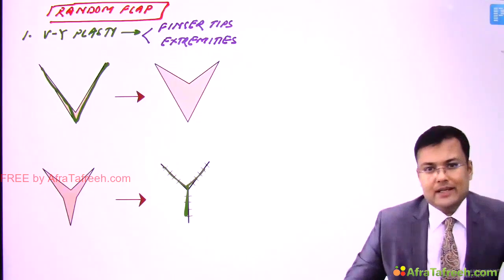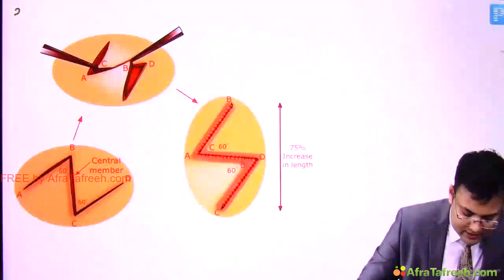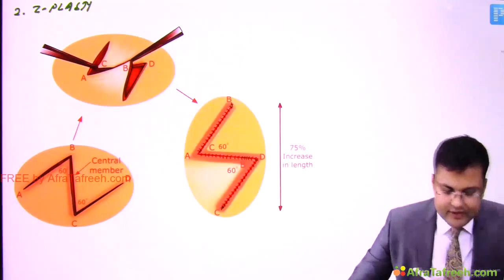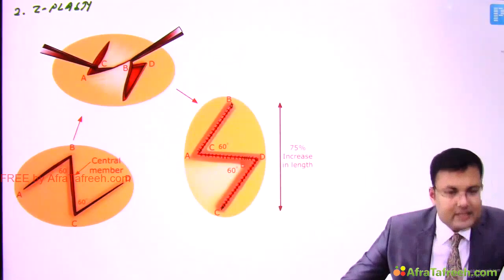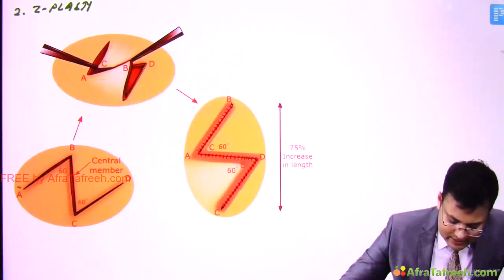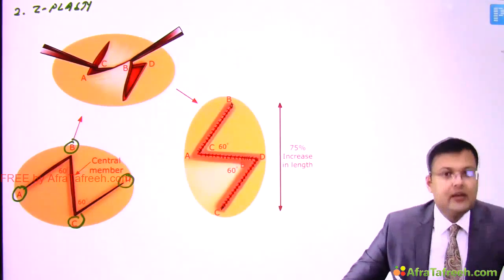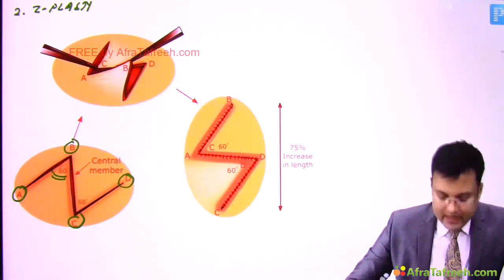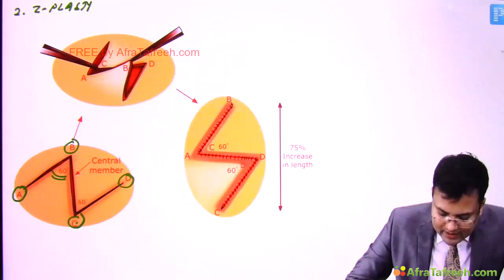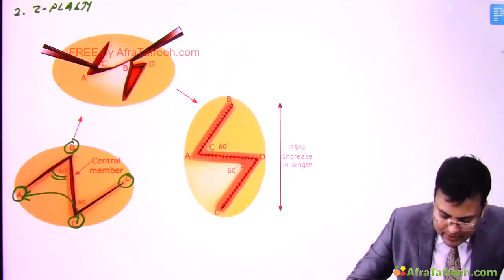Second is Z plasty. Now it's very easy to understand. See, this is Z plasty. Initially the incision is like Z, and this is A, this is B, this is C, and this is D. Appreciate the angle. It is 60 degrees. Now what we do, we take this C to A and we take this B to D.